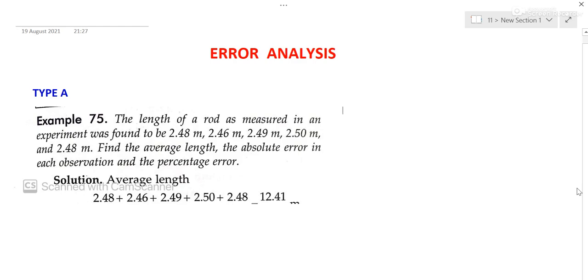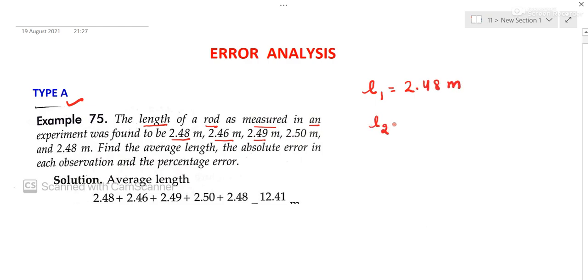Hello children, so these are error analysis based numericals, type A. Let us see this example. The length of a rod as measured in an experiment was found to be these values. The length measured for the first time was 2.48. So all the readings you will note down.